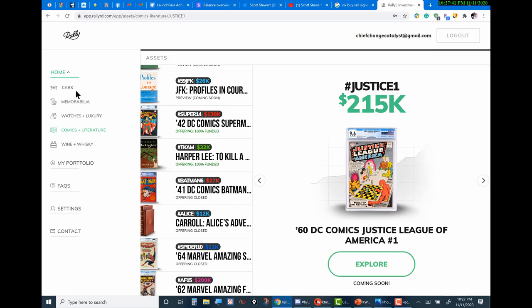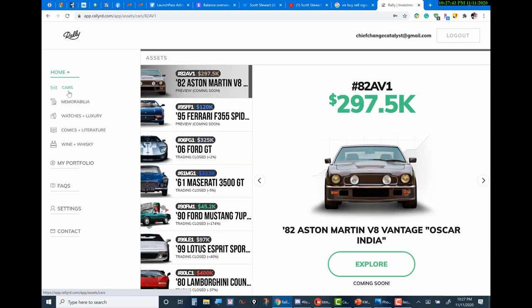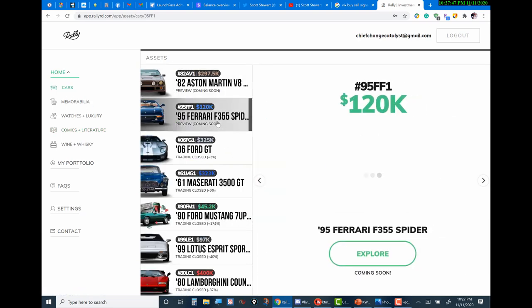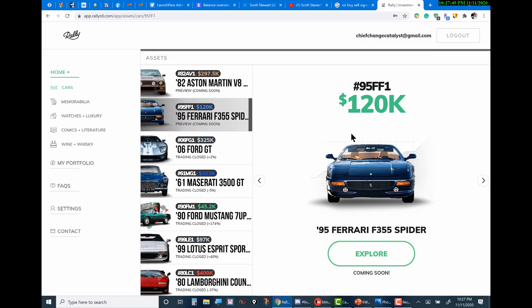If we take a look at a car here, let's take a look at a car. I'm a car guy. So we've got a 95 Ferrari F355 coming up for auction here. That car is going to be auctioned off for $120,000. Guess what?